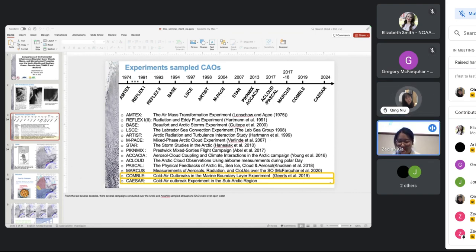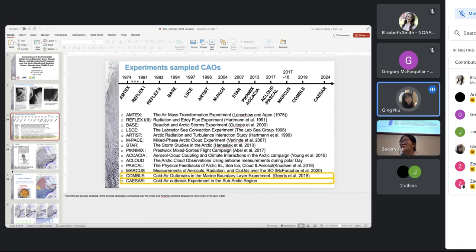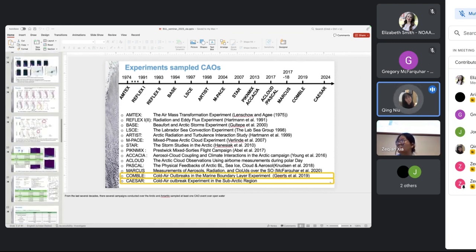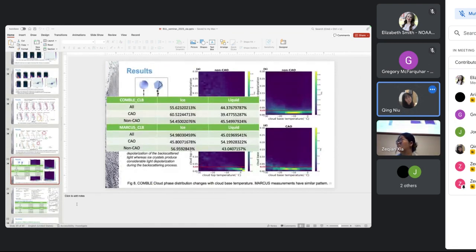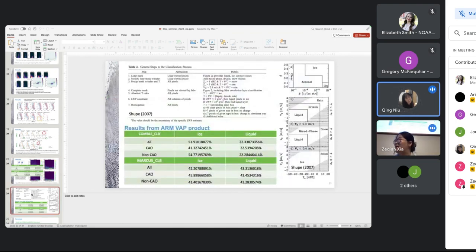Nice talk, thank you. I am a little bit curious about the cloud phase for MARCUS and COMBLE that you showed in the chart in one of your slides. Here you listed ice cloud and liquid cloud, and it looks like they don't add up to 100. Is it okay to go to the next slide, please? Oh, I got what you mean. Are they mixed phase clouds, or what happened there?